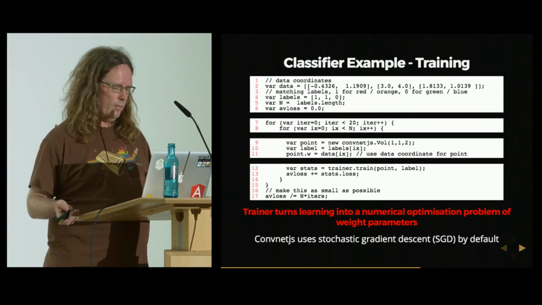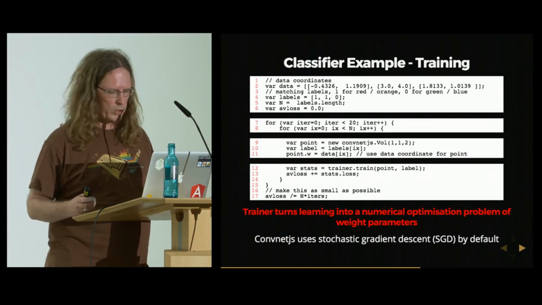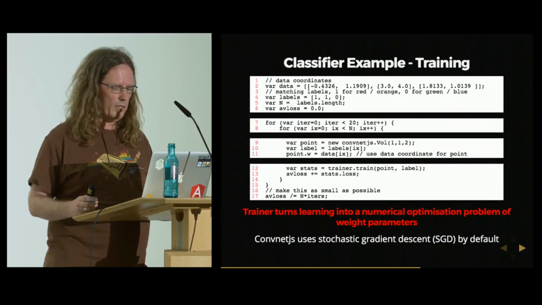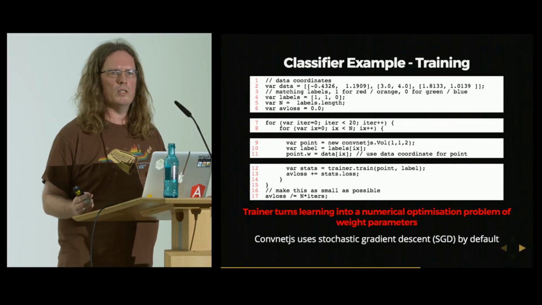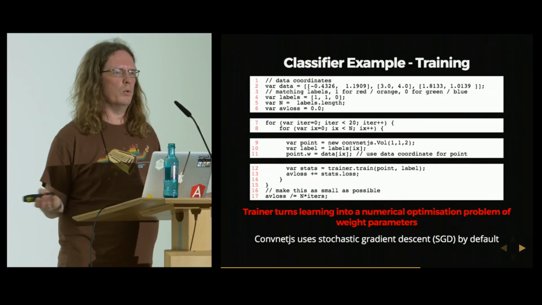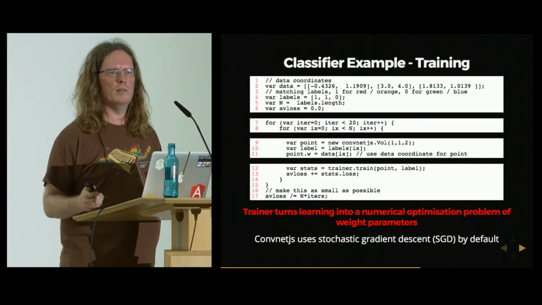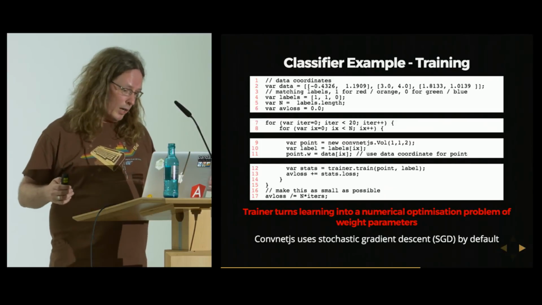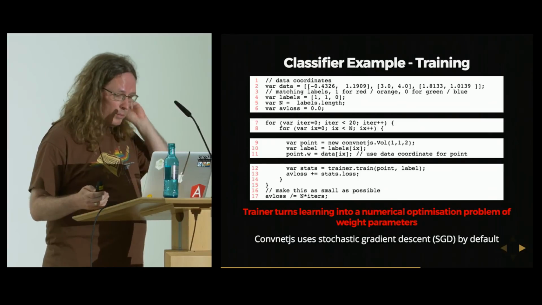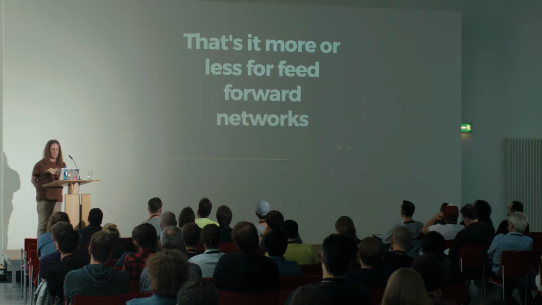And ConvNet, the stuff that you saw, it uses stochastic gradient descent. And the good thing about this is you don't have to understand how it works, because it just does it for you. Well, I try to understand it. It's tough, but it's possible. But as I said, you don't need to understand it, because it typically gives pretty good results. So that's a mathematical problem. Okay, that's more or less for just normal networks.